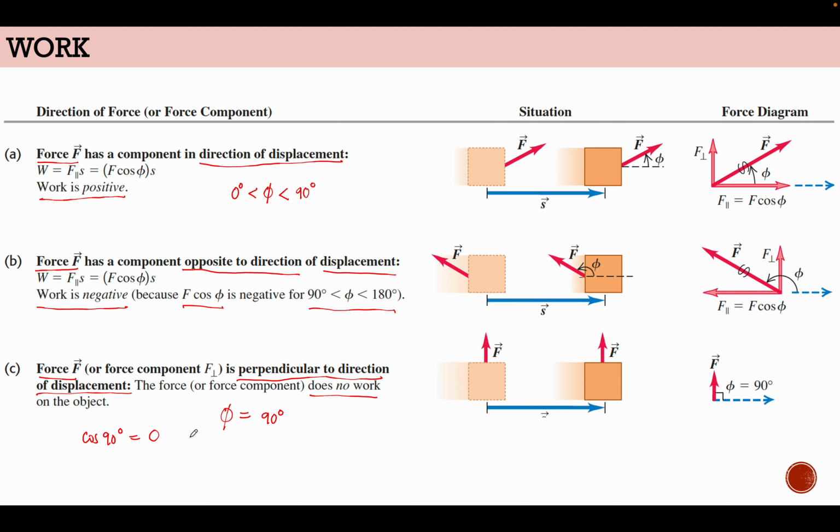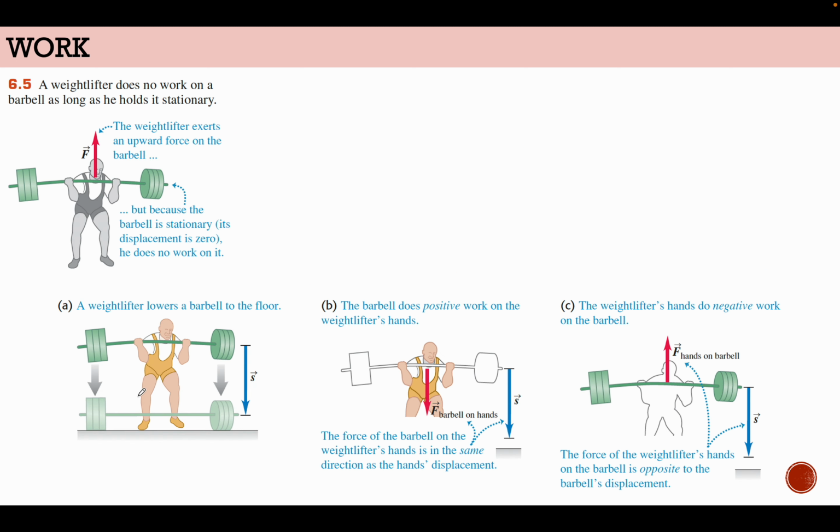So even if we have a displacement S, no matter how big your displacement is, if our force is exerted perpendicular to the direction of displacement, then we have no work done on the object. So that is how we will know when our work will be positive, when our work will be negative, and also when our work will be 0. Okay, so we also have an illustration.